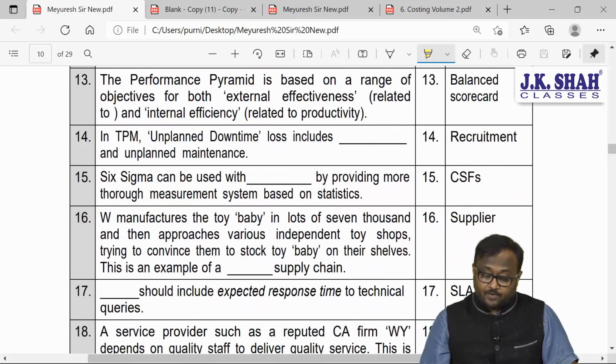Next one is 13. The performance pyramid is based on a range of objectives for both external as well as internal.